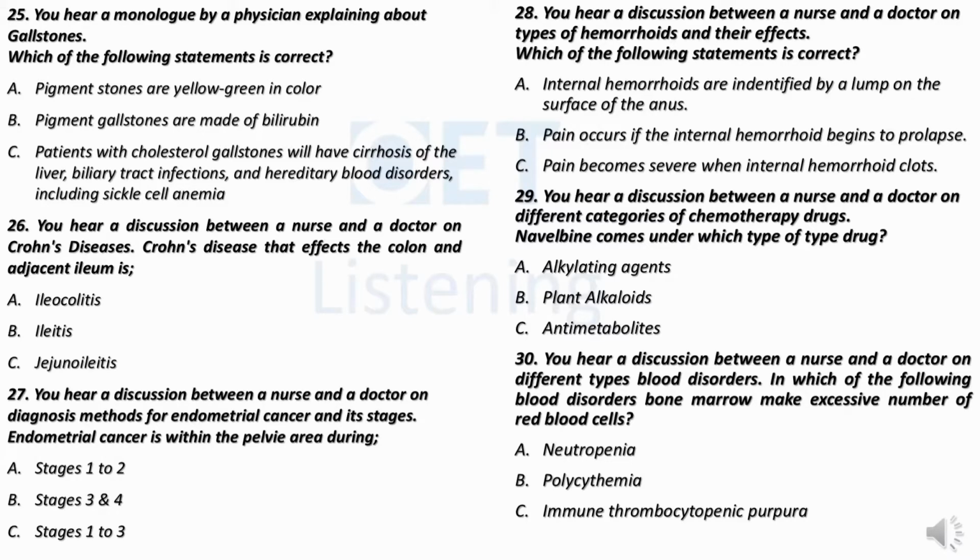Typically, patients with pigment stones have cirrhosis of the liver, biliary tract infections, and hereditary blood disorders, including sickle cell anemia. These are all conditions that produce too much bilirubin, of which the stones are made of. Pigment stones tend to be dark brown or black.